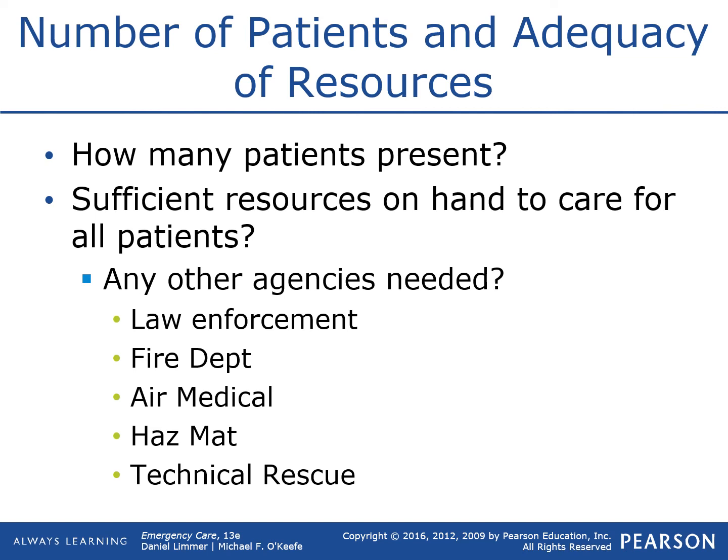So going hand in hand with how many patients are present is make sure that you have all the resources you need. If you need another agency on your scene to help you with something, like law enforcement for traffic, or if the scene becomes unsafe, you want law enforcement there. The fire department can help you with lifting a patient if they're heavy. Sometimes you might need air medical, so if someone is having a massive trauma that they shouldn't be going by ground ambulance, you need to arrange for a helicopter to come.